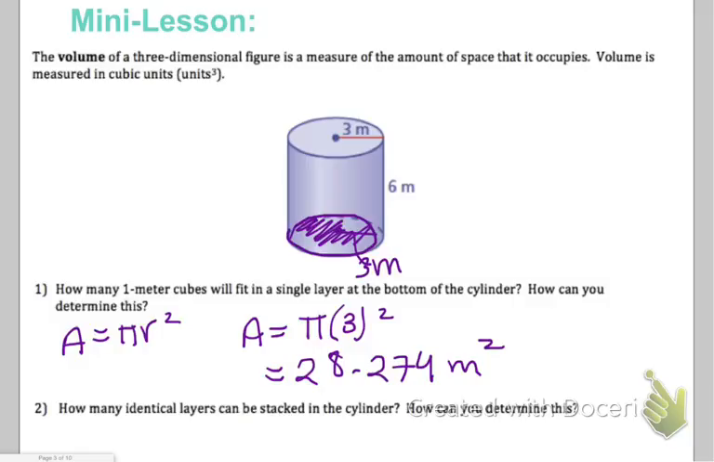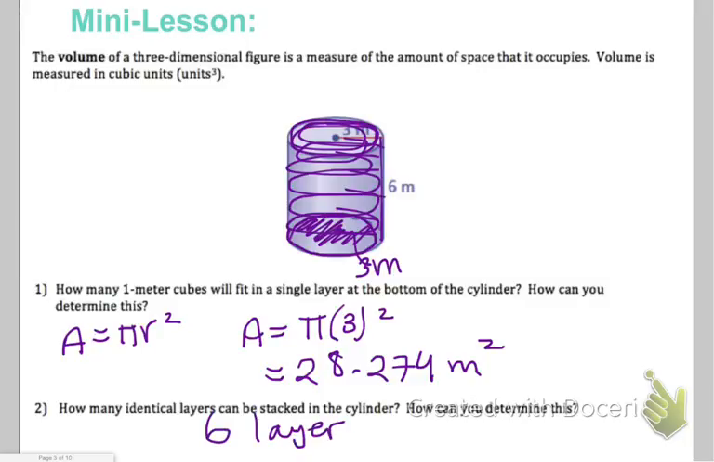How many identical layers can be stacked in the cylinder? How can we determine this? So if you notice the height, which is 6 meters, this tells us that it's going to take 6 of the same type of circle until we reach the very top, the second base. So it's going to take 6 layers, since that's our height, to reach the top of our cylinder.